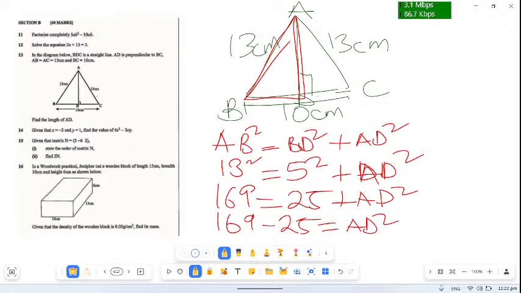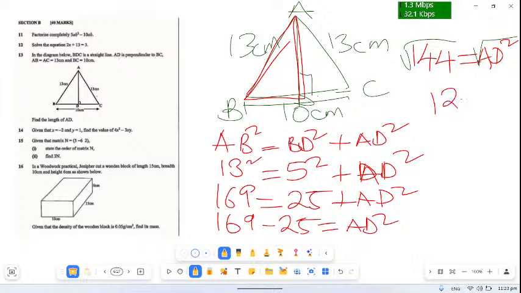Okay, now once we have done that, we evaluate that, which means we're going to have 169 minus 25 will give us 144, which is equal to AD squared. So what you can do now is we can just square root everything. Okay, and also this side we square root it. So here the square root of 144 is 12.